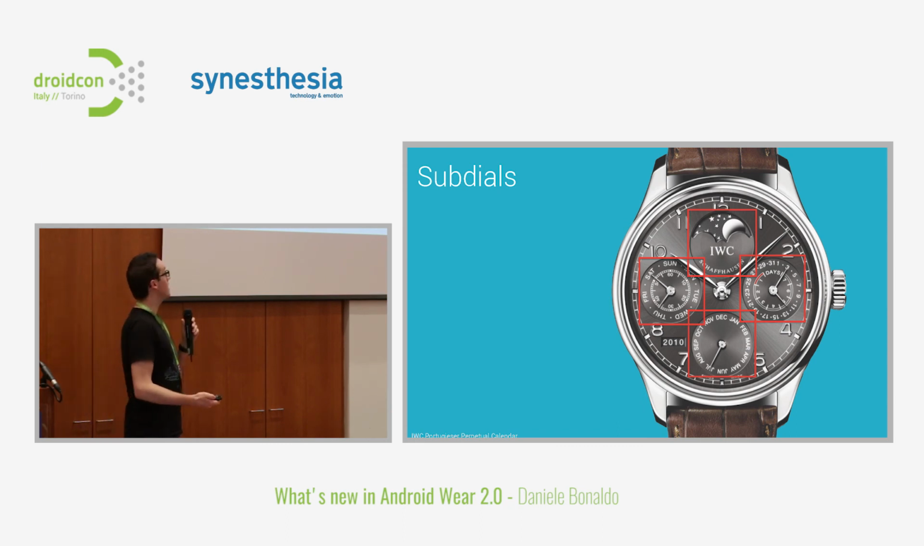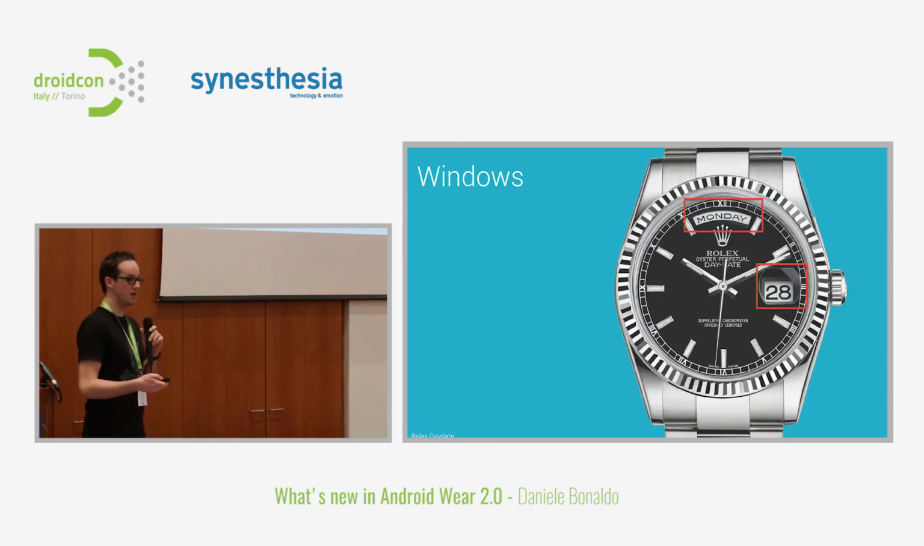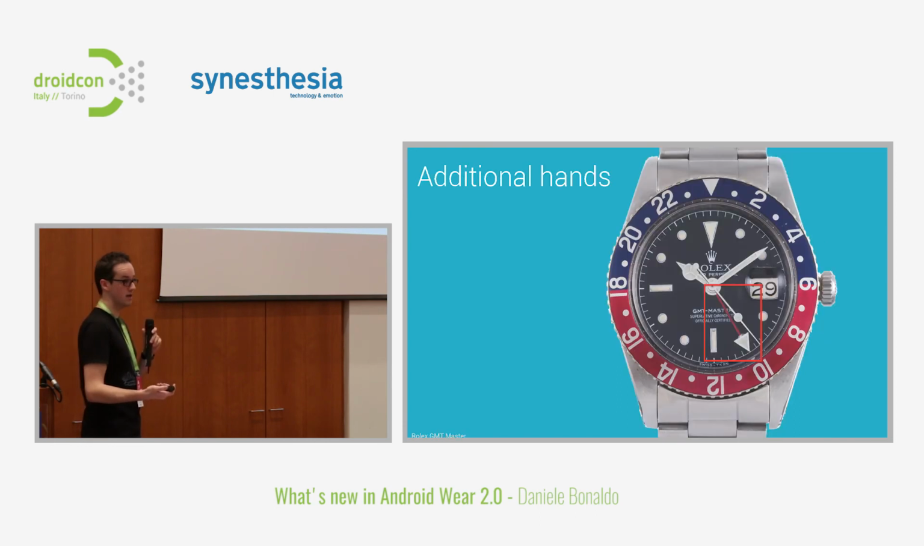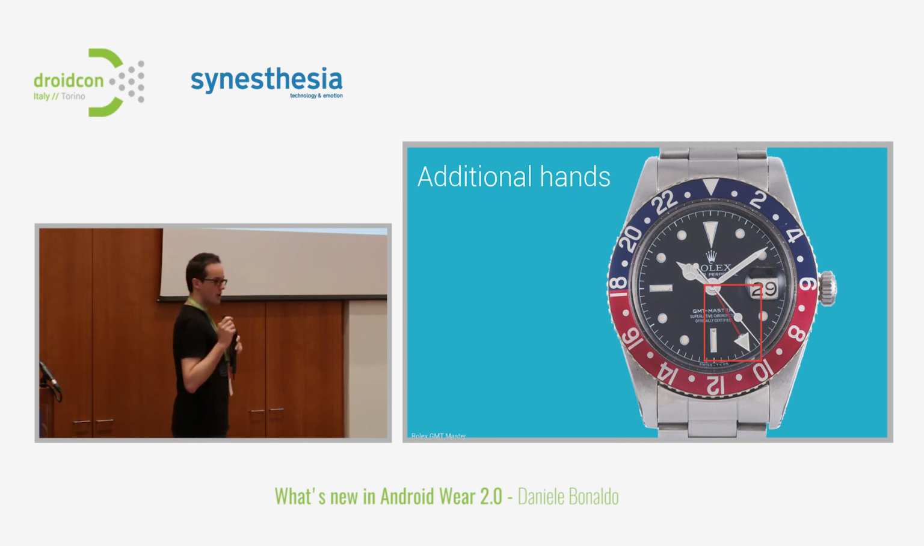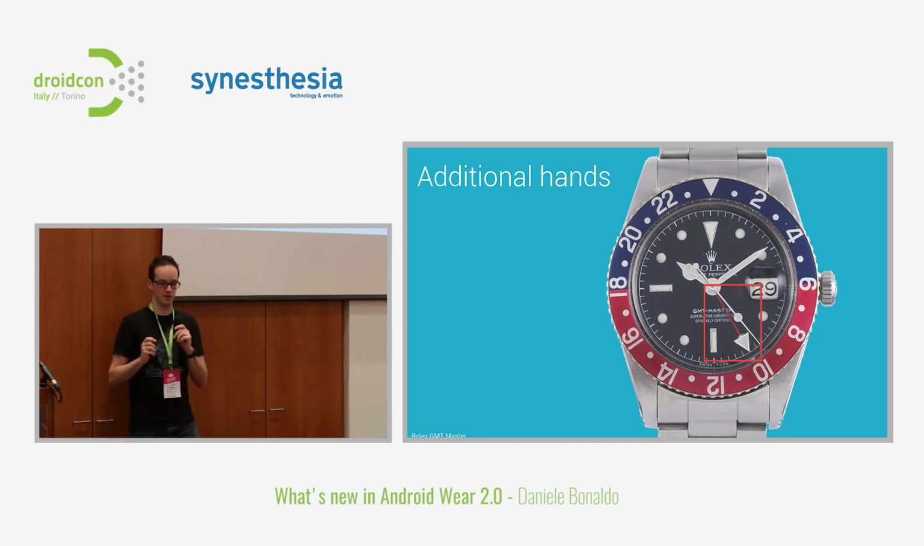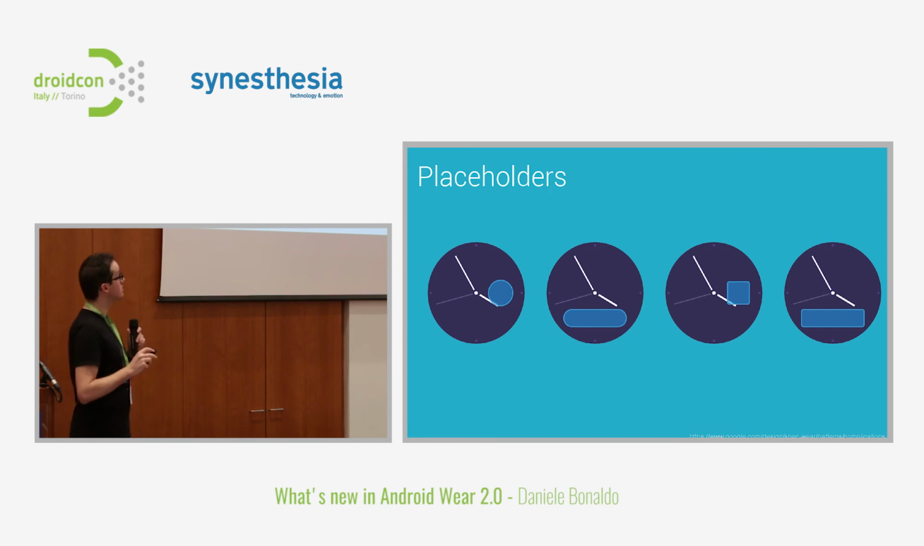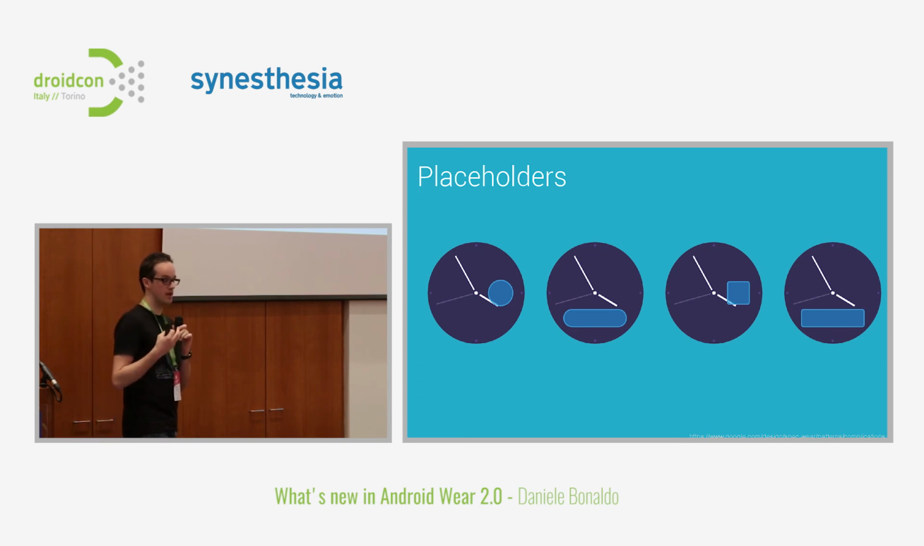Or again, it can be displayed using the full dial, using, for example, an additional hand, in order to display, in this case, a second time zone. In your design phase, you should do the same considerations, creating the so-called placeholders. Placeholders are a subset of your watch face UI, which will hold and will display the complication data that we will receive.